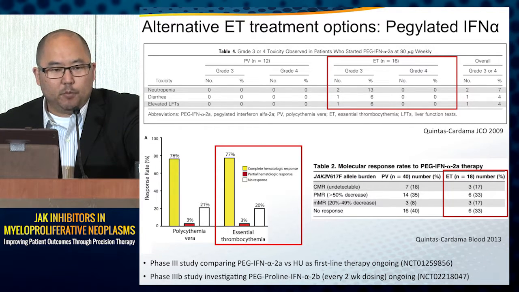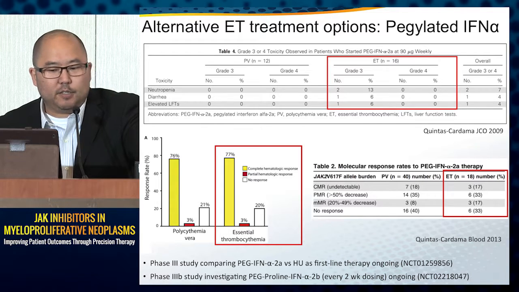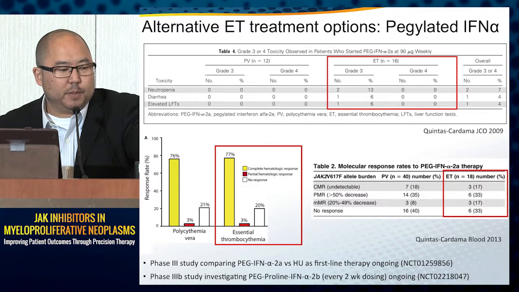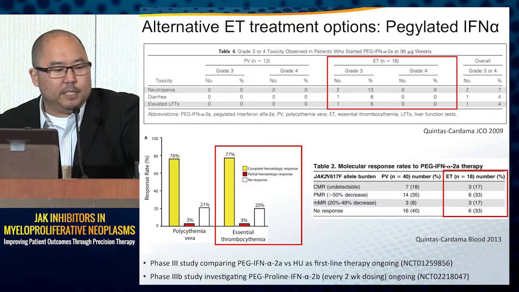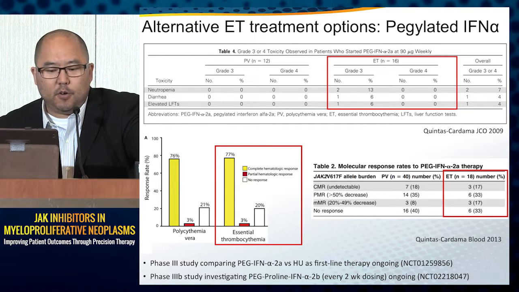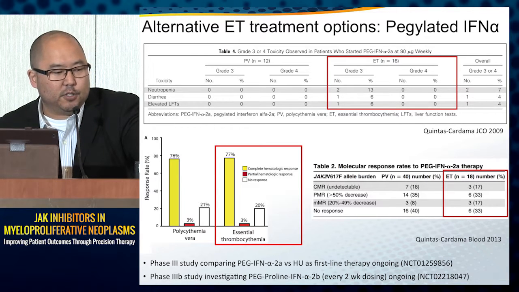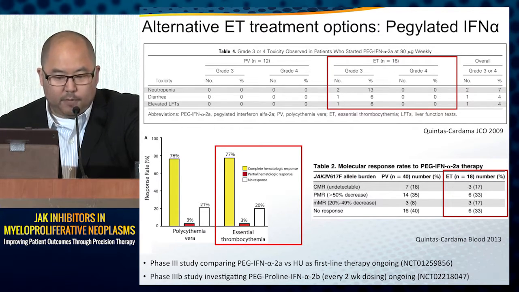Some would propose that this drug is so effective that we should consider it as first-line therapy for high-risk ET. And in fact, there's a phase 3 study that's been conducted by the MPD Research Consortium attempting to answer this question in ET and PV, and that study is currently ongoing. There's another study looking at another form of pegylated interferon, which is given only every 2 weeks, and that study is also ongoing. So the role of pegylated interferon continues to evolve in ET.